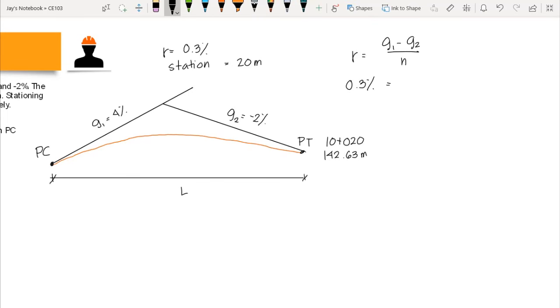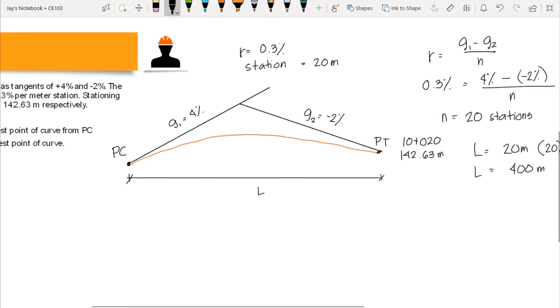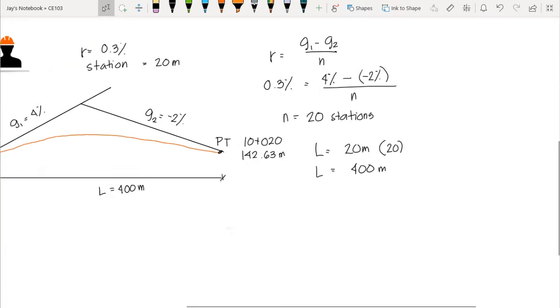0.3% is equal to our G1, which is 4%, minus negative 2%, over N. So we can now compute the number of stations, and that is 20 stations. To compute for L, we simply multiply 20 meters times 20 stations. That would give us L equal to 400 meters. So our L here is equal to 400 meters. Okay, this is the answer for question number 1.